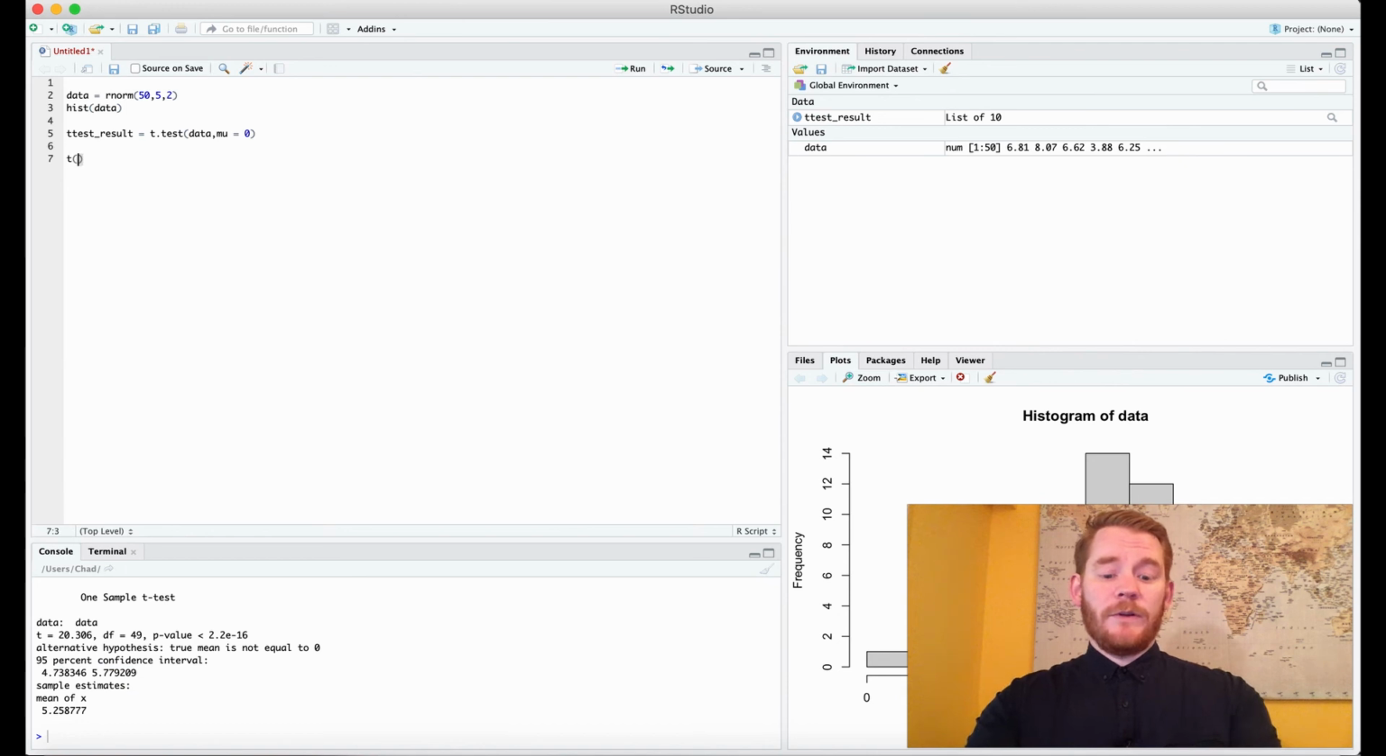And so what we can do is we can write this out. Let's do it with a comment: our t-value of 49 degrees of freedom equals 20.31 with a p-value of less than 0.0001. And there we go.